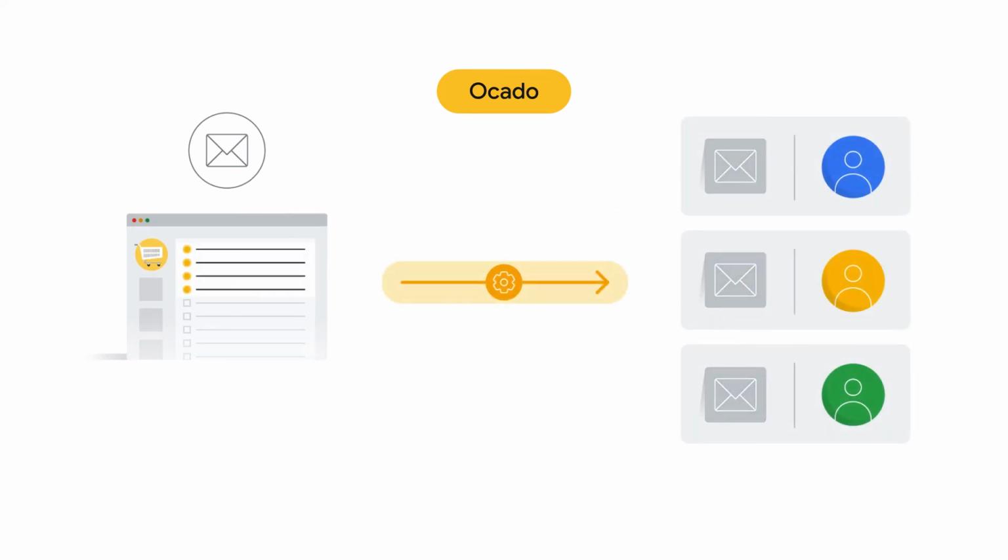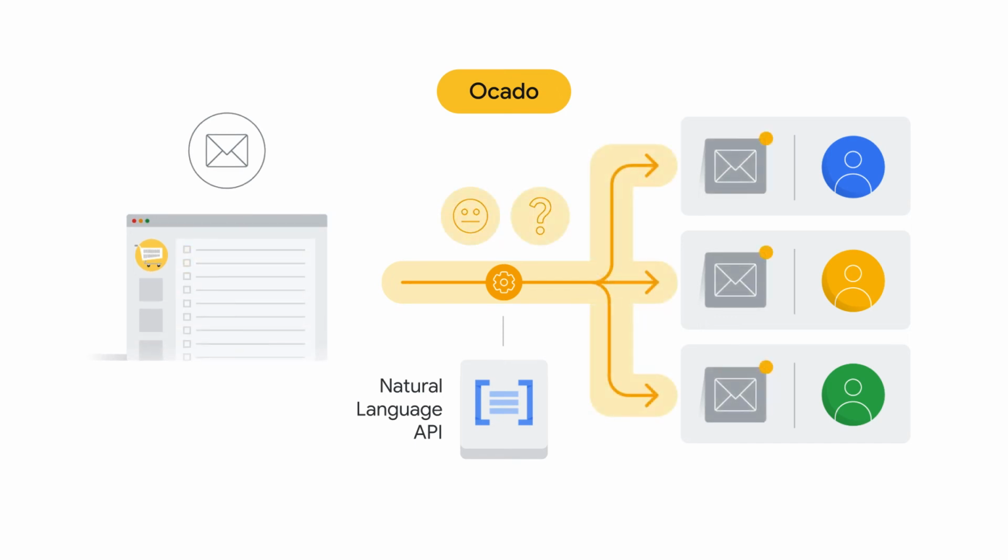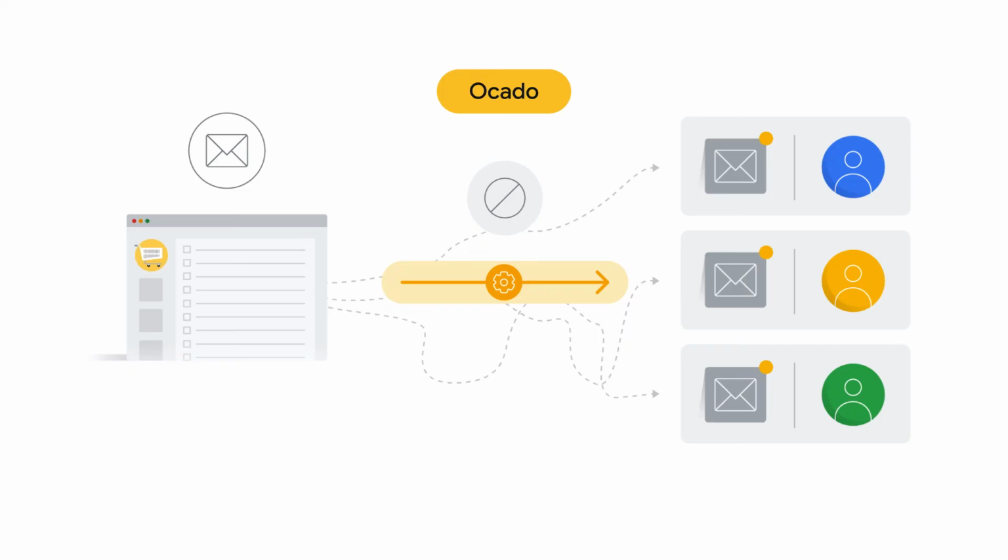To improve and scale this process, Ocado used ML's ability to process natural language to identify the customer's sentiment and the topic of each message so that they could route it immediately to the relevant department. This eliminated multiple rounds of reading and triaging, and ultimately improved customer satisfaction and retention.